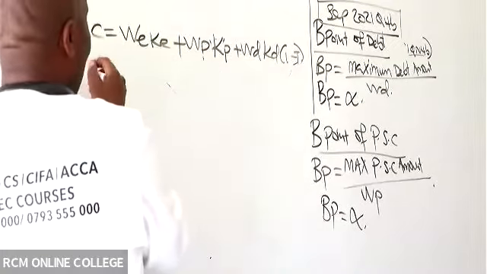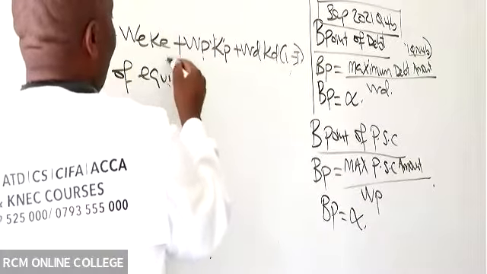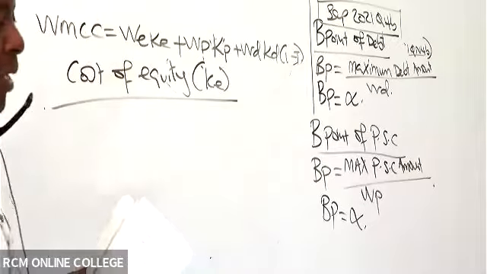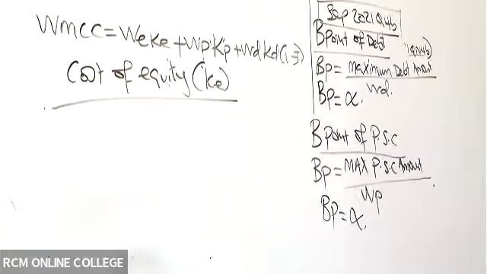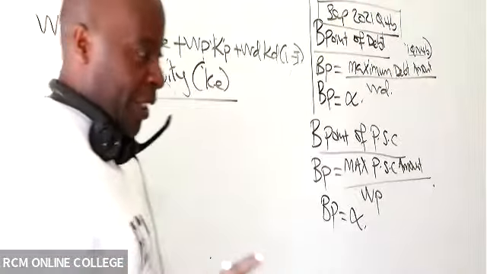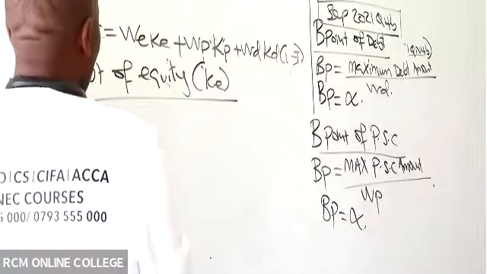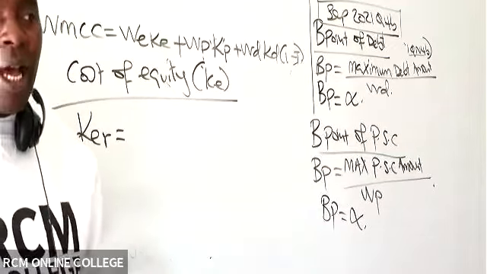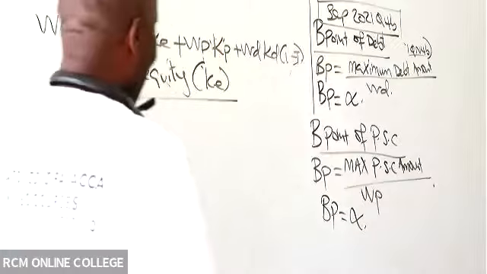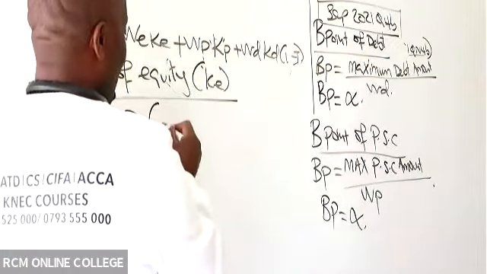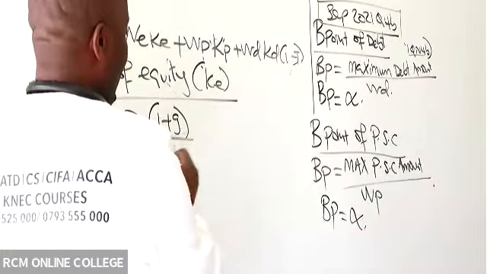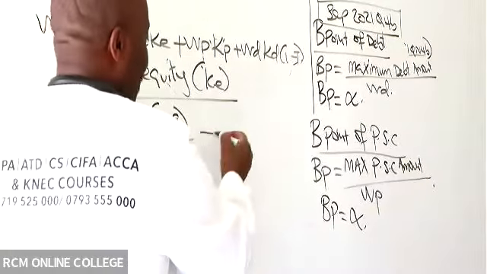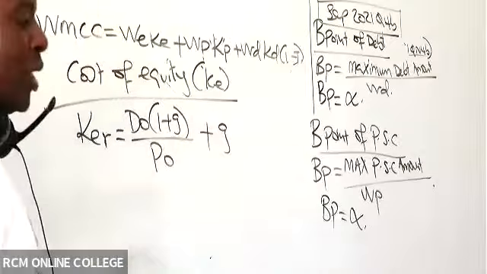So we start with cost of equity, which is KE. Remember, we have got two types of cost of equity. We have cost of equity retained earnings, and then we have cost of equity ordinary share capital. Are you able to remind us the formula for getting cost of equity? It is D0 into 1 plus g over P0, plus g.